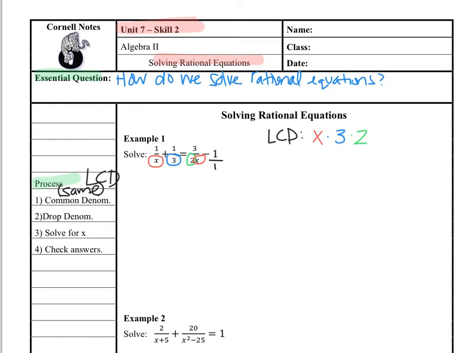Another thing I want you to start getting in the habit of doing is changing this minus sign right here to a plus, and then shifting the negative over to the right.